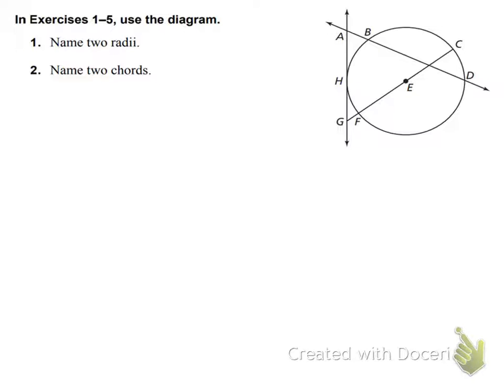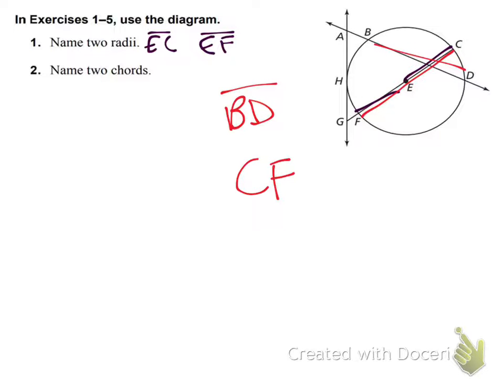Correct. Both of you are correct. So our 2 radii are EC and EF. You name them with the line above. And then our 2 chords were BD. And where's the other one? And CF. Good.